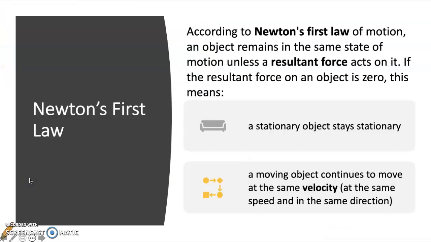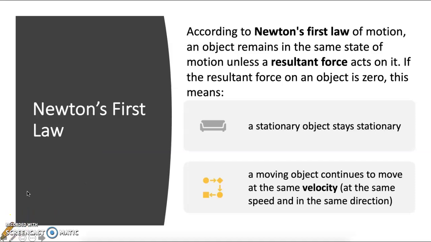So, starting with Newton's first law. According to Newton's first law of motion, an object remains in the same state of motion unless a resultant force acts on it. If the resultant force on an object is 0, this means a stationary object stays stationary, or an already moving object continues to move at the same velocity, which is the same speed and in the same direction.